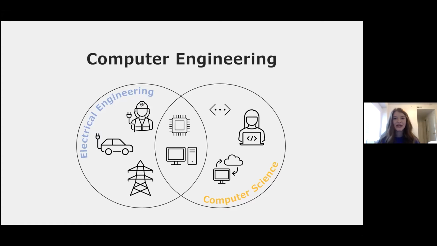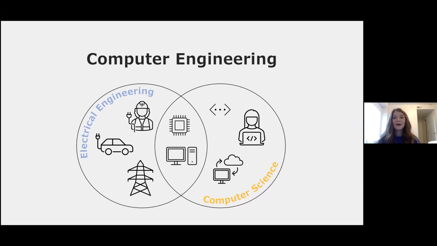So, electrical engineering really focuses on the distribution of power and how you're going to get power within a building when you plug something into the wall. Whereas computer science is focused on the design of different applications that are used on your phone or your laptop.